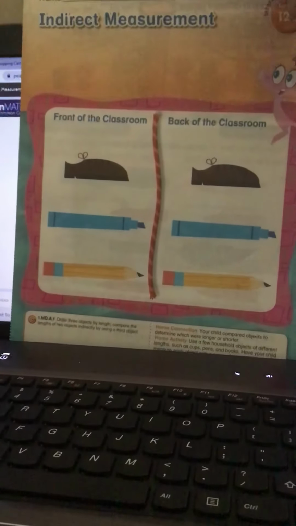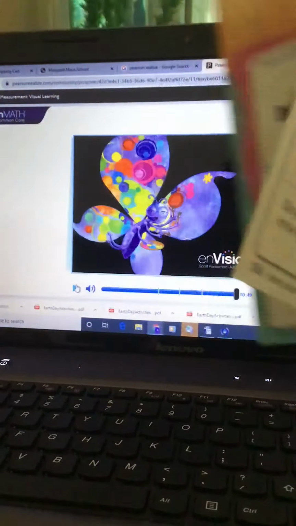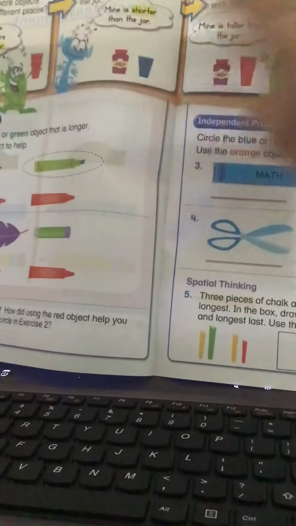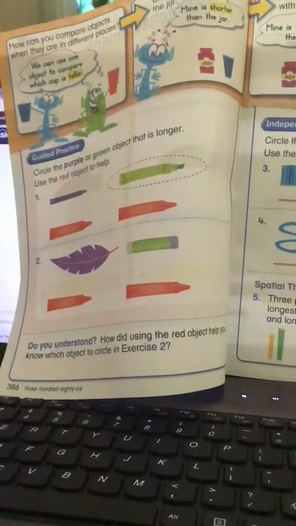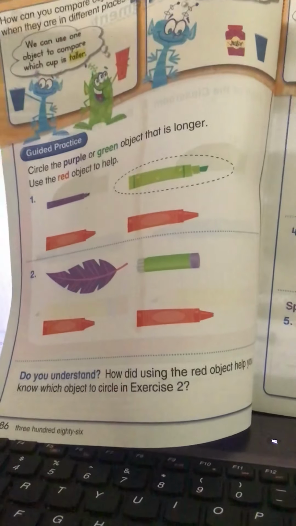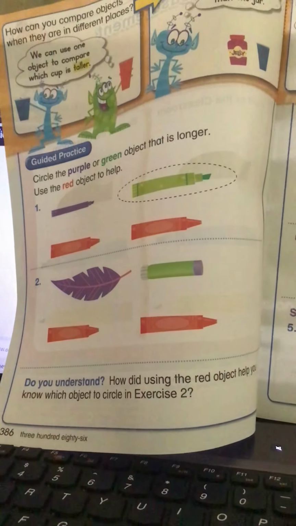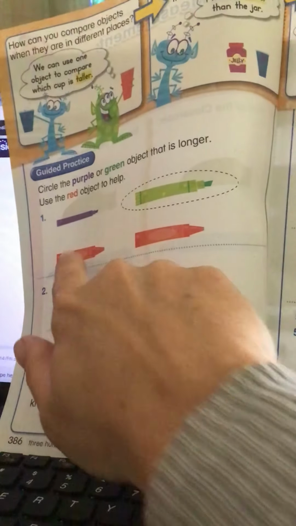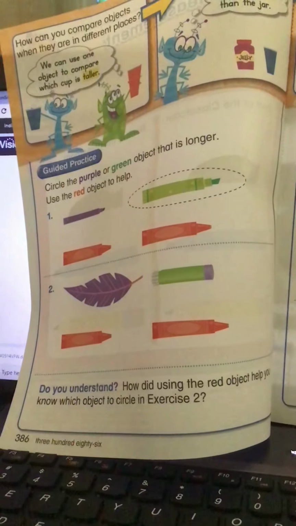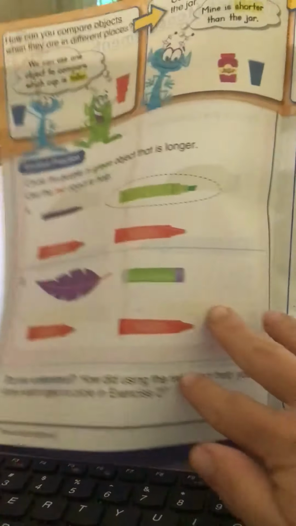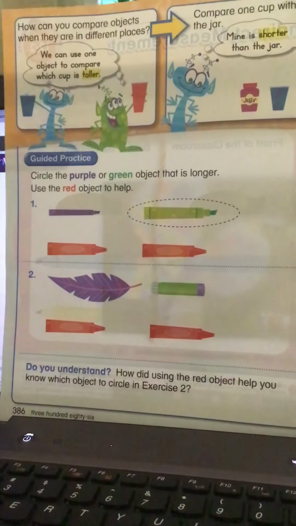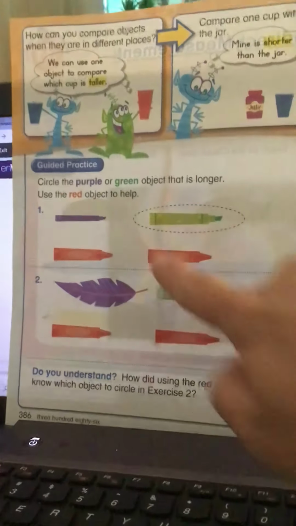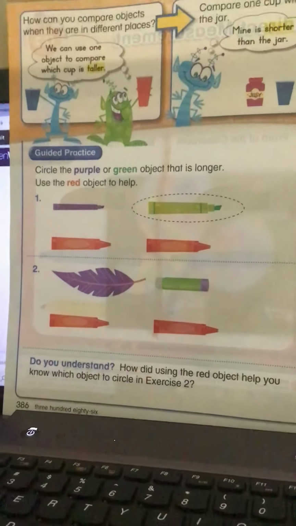If you are ready, open up to the inside here. It says circle the purple or green object that is longer. Use the red object to help. So here we're using the red crown. The red crown is exactly the same in every picture. We are using that to help us measure the purple marker and the green marker.